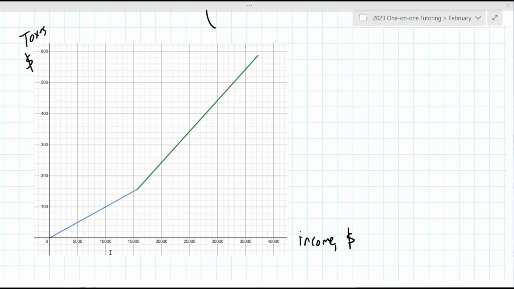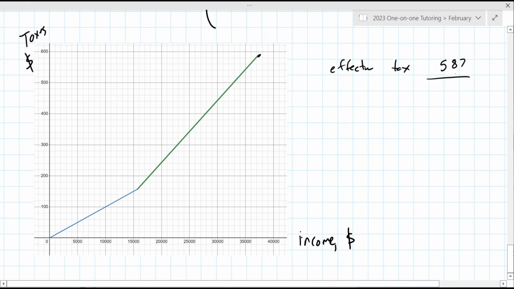Just as an aside, your effective tax rate, which is what you actually pay, is the amount of tax you pay, which in this case at the end here was 587, over your income, which was around 37,220. Like I mentioned, it's not as steep as most people think it is. This ends up being about 1.5%. Not the full 2%.